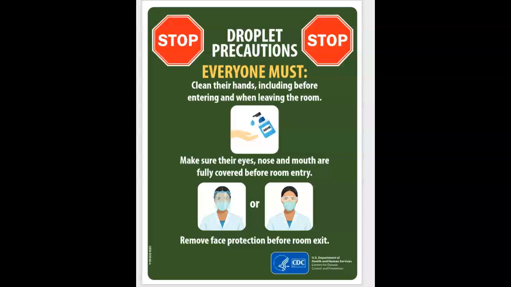Droplet precautions focus on diseases that are transmitted by large droplets. Droplet precautions require the wearing of a surgical mask when within 3 feet of the patient, proper hand hygiene, and some dedicated care equipment. With droplet precautions, as with standard precautions, the provider or the nurse or the student nurse must wash their hands before entering and leaving the room. They also want to make sure their eyes, nose, and mouth are fully covered before entering the room. Remove face protection before exiting the room.